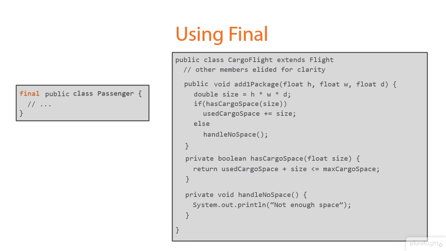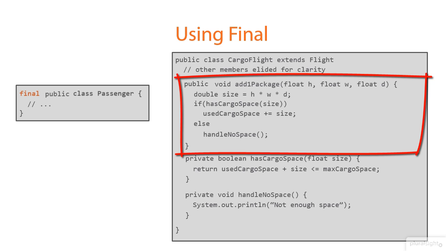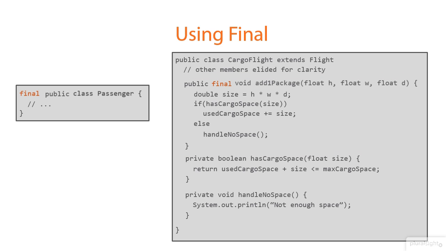Let's take a look at our cargo flight class here. Say we want to go ahead and allow people to inherit from cargo flight and specialize cargo flight, but we want to make sure that they don't change the way that adding a package works. So what we can do is take our add one package method and just mark that method as final. By marking the method as final, now you can inherit from cargo flight, but you cannot override add one package. You can go ahead and override other methods that might be in the class if you have access to them, but in the case of cargo flight, there are no other methods that you can override because add one package is final, and has cargo space and handle no space are both private, so a deriving class couldn't change those.